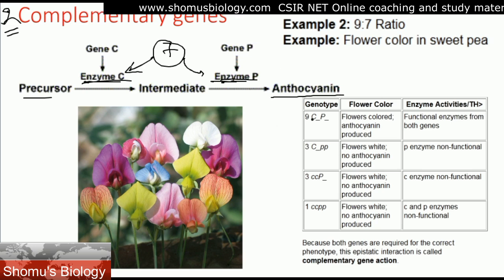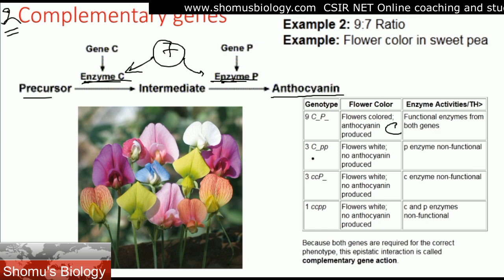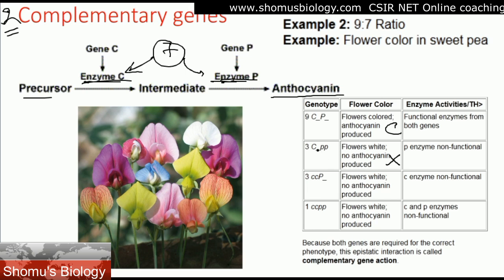So now let's look at the ratio 9, where capital C and capital P both are present. So will it add color? Yes, it will add color. Now 3, where capital C is there but no capital P, what will happen here? No capital P but capital C is there, so no color, because we need both C and P to add color. Same situation next, capital P is there but no capital C, no color. And last, small c small p means again no capital C, neither capital P, no color.